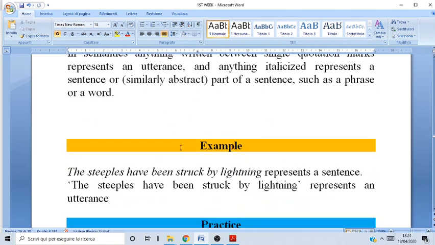If I want to, in semantics, if I want to indicate a sentence, I would write it in italics like this. The steeples have been struck by lightning. But if I write it like this, within single quotation marks, 'the steeples have been struck by lightning', this means that I want to represent an utterance.